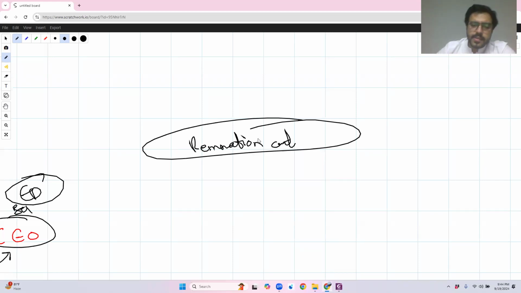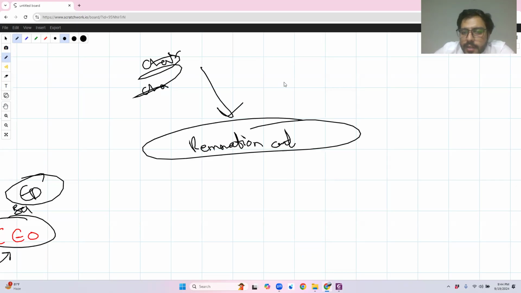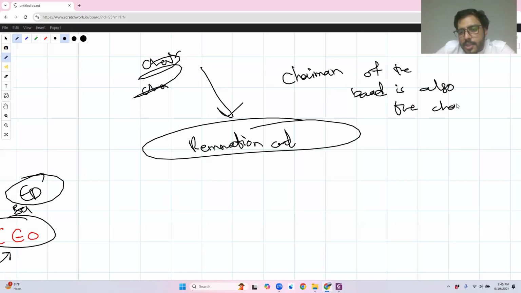Now, you might say there is another complexity that no one has asked me in my whole teaching experience. What if the chairman of the board is also the chair of a committee? What if that is the case?